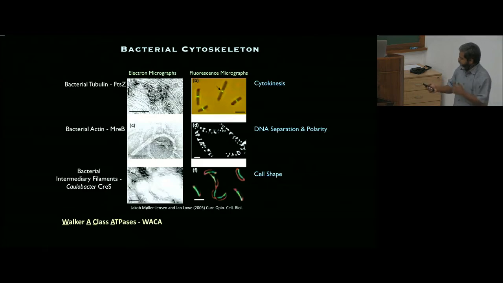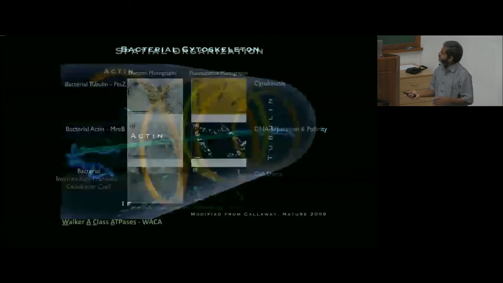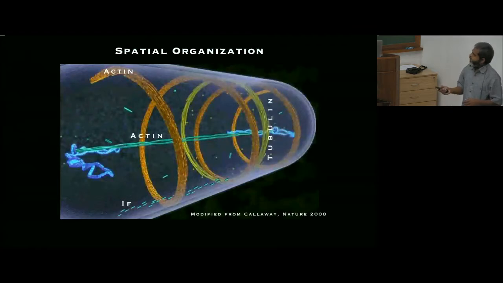And every single one of them has a homolog in bacteria, deciding the cell shape, deciding whether the cells are rod-shaped, or how the plasmids are segregated, and involved in cell division. And there is a unique class of cytoskeletal proteins in bacteria which are called simple Walker A ATPases. So these are just ATP hydrolyzing molecules. And in fact, they are organized within the cell.